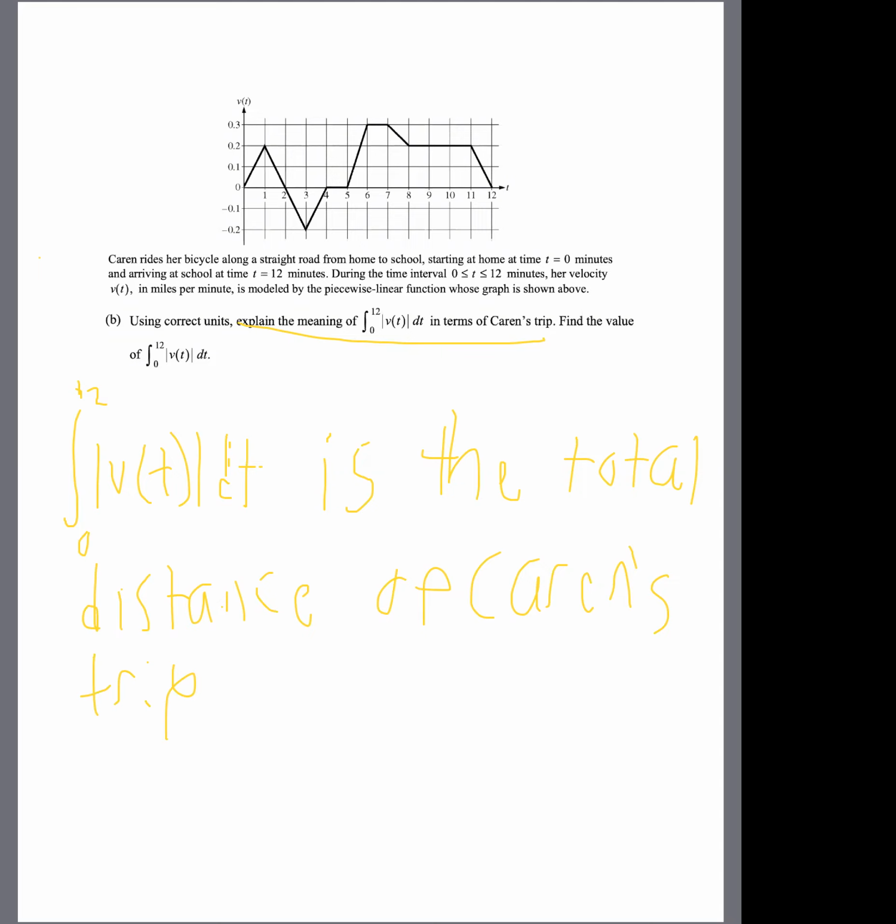That's the logic, but you can always just remember total distance. It's actually a formula in the Smart Book. The total distance is literally just the integral of the absolute value of velocity. If you remember that formula, you know what it is. My pen is not working too well, but that's what it is. So you said it's the total distance of Karen's trip. Can you continue it for me? From t equals 0 to t equals 12 minutes.